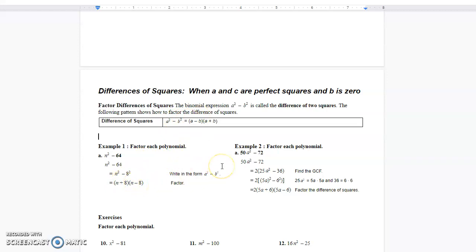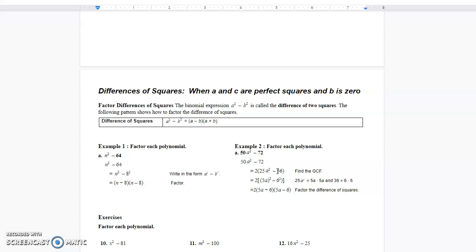Example 2 is, what if neither of these things are perfect squares, but these actually have a greatest common factor of 2. These are both factorable by 2. And 25 and 36 are both perfect squares. So this is 50a squared minus 72, both 50 and 72 are divisible by 2. So now you have 2 times 25a squared minus 36.